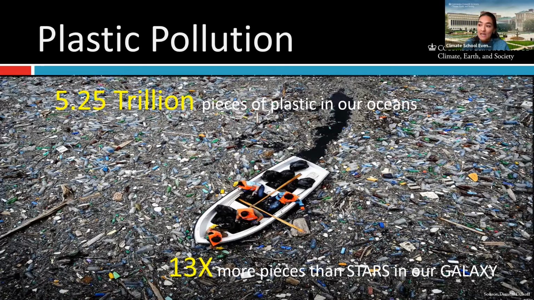in our galaxy. Now, this was calculated from a study done in 2014, and it only looked at the surface of the ocean. So this is even a huge underestimate of what we think the plastic content is, unfortunately, in our waterways. And in addition, there's approximately 12.7 million metric tons of plastic waste that's being dumped into our oceans each year. So how did we get to this problem?